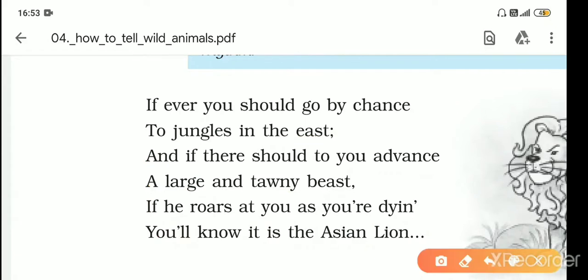Now, the next literary device is inversion, a change in the format of a sentence. That is what you see here: if he roars at you as you are dying.